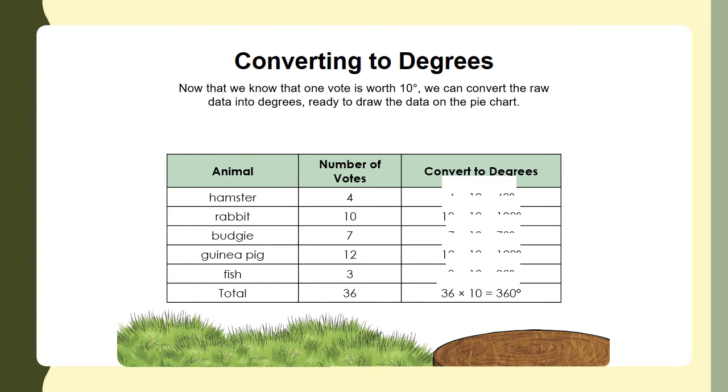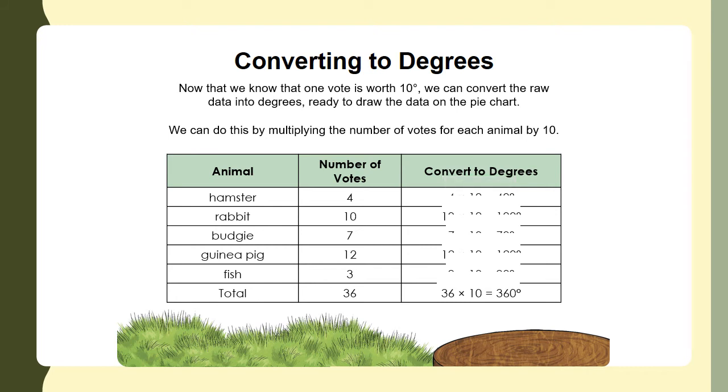Now that we know that one vote is worth 10 degrees, we can convert the raw data into degrees, ready to draw the data onto our pie chart. We can do this by multiplying the number of votes for each animal by 10. So I'd like you to pause the video here, look at the number of votes, and then multiply each of those number of votes by 10 to convert it into degrees. Pause the video here and write that down. Excellent.